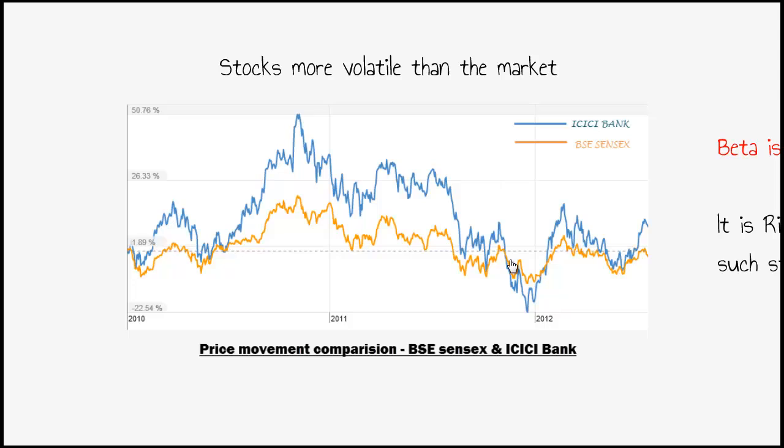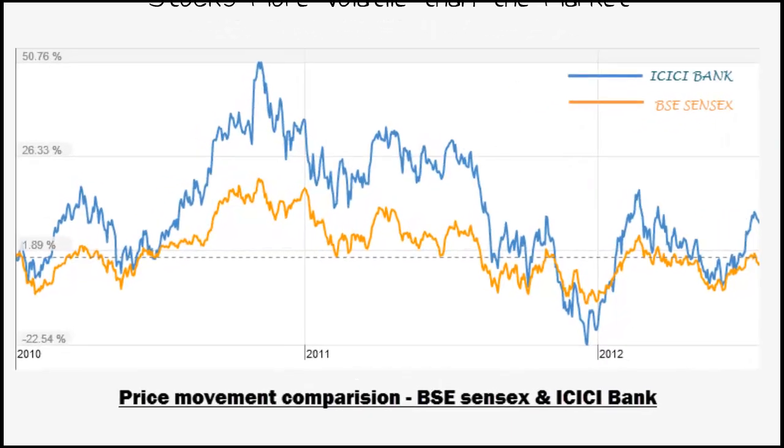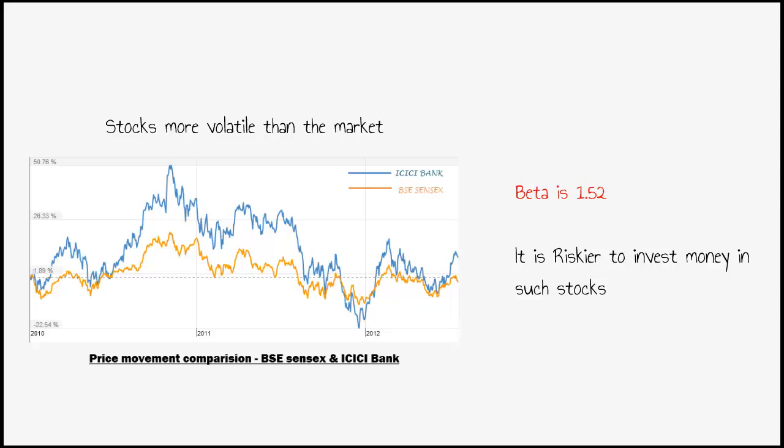In a continuous falling spree, ICICI falls much more than the Sensex, and you find that the low of minus 22.54% as compared to Jan 2010 is made by ICICI, wherein Sensex has just probably come down by 10%. So what we can say from this is that beta of ICICI Bank stock is higher than that of Sensex. Now market beta is always considered as 1, and in relation to that, our calculations show that beta of ICICI Bank is 1.52. Now what does this mean? This means that it is riskier to invest money in ICICI Bank stock as compared to Sensex.